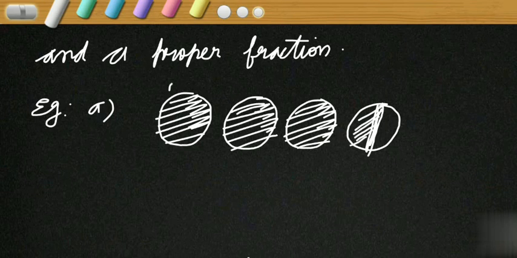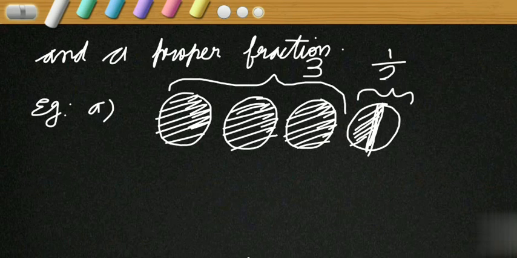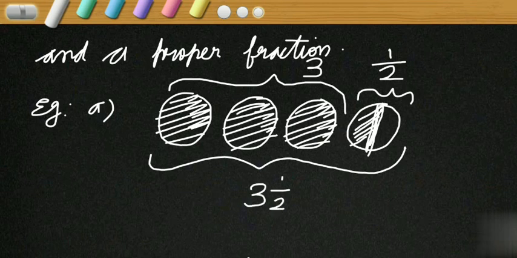So, what is the number corresponding to these shaded portions? 3 completely shaded circles. Yes, this is 3. This is a whole number. What is the fraction corresponding to this fourth circle? One circle is drawn and in this only half portion is shaded, means 1 out of 2, 1 by 2. So what is the fraction corresponding to this entire figure? Yes, 3, 1 by 2, isn't it?